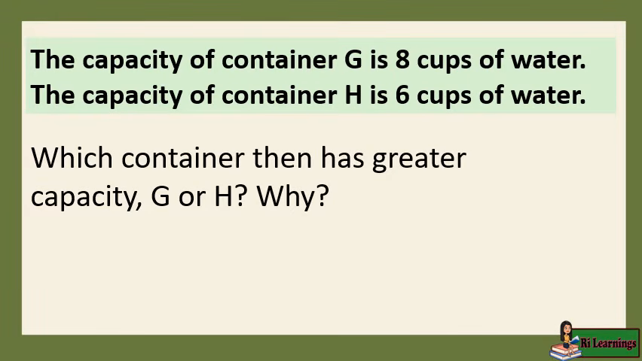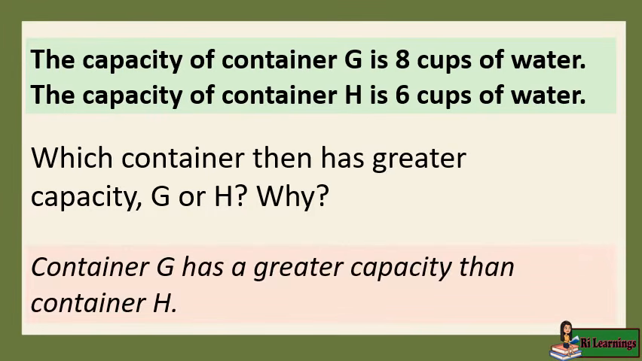The capacity of container G is 8 cups of water. The capacity of container H is 6 cups of water. Which container then has greater capacity, G or H? Why? Container G has a greater capacity than container H.